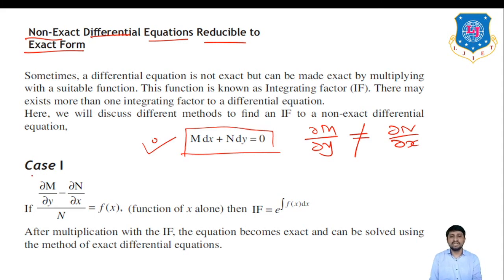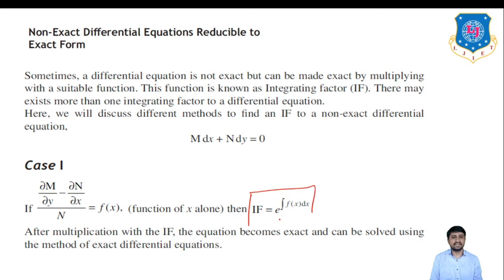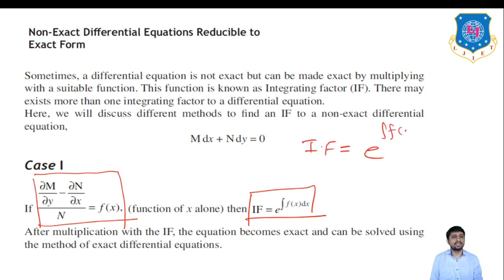So there is case one. You have already found del M by del y and del N by del x. Now suppose we find del M by del y minus del N by del x, upon N, and suppose this is a function of x only, f of x. So what is your integrating factor? The integrating factor is e raised to integration f of x dx, where f of x is del M by del y minus del N by del x upon N.